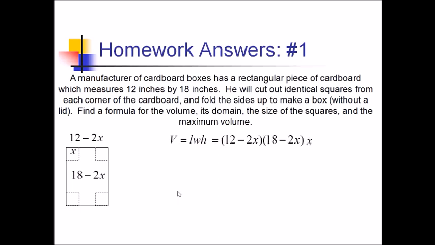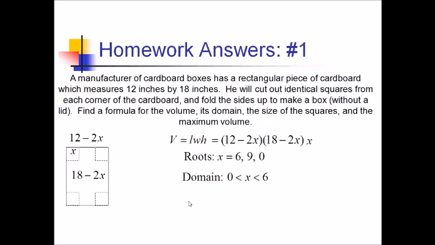And then for the domain, first we need to figure out the zeros, the places where the dimensions run out. So for this first one, we've got 6, and then 9, and then 0. Our domain, well, obviously we have to have a height of more than 0, but we also want to make sure we don't run out of either of these sides. This 12 minus 2x side is going to run out first when you hit a value of 6 for x. So our domain is all the numbers between 0 and 6. In between those numbers, we get real boxes. Outside of those numbers, we either have a negative height or one of our dimensions runs out.